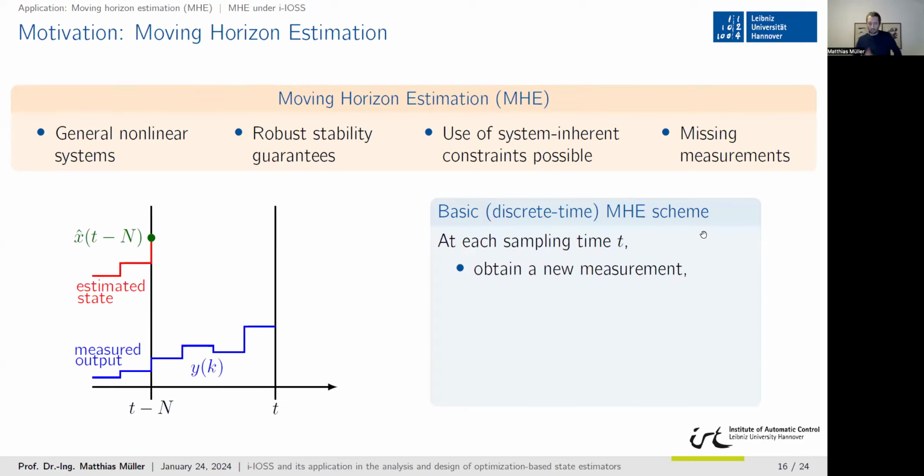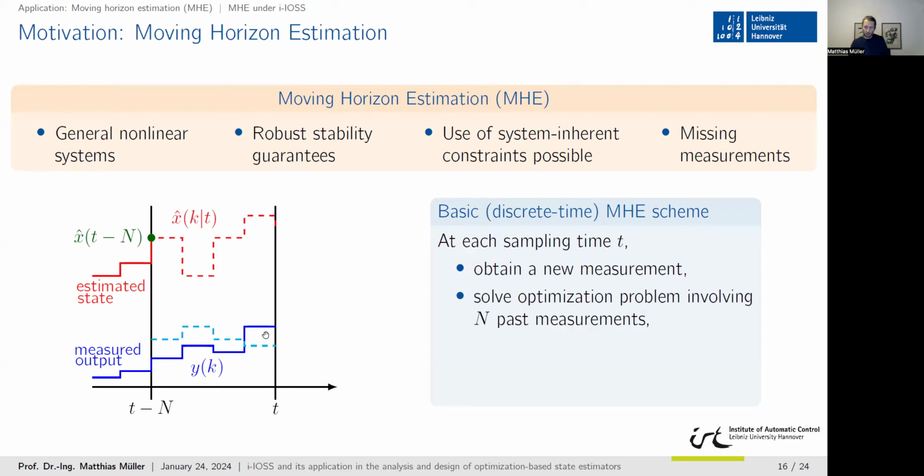So what's the main idea? I explain this in this cartoon for discrete-time systems. If t is the current sampling time, at each sampling time I look back a horizon of length capital N. I take these past N measurements into account to solve an optimization problem, computing an optimal estimated state sequence over that time horizon from t minus N to t, which I denote here by x hat of k given t.